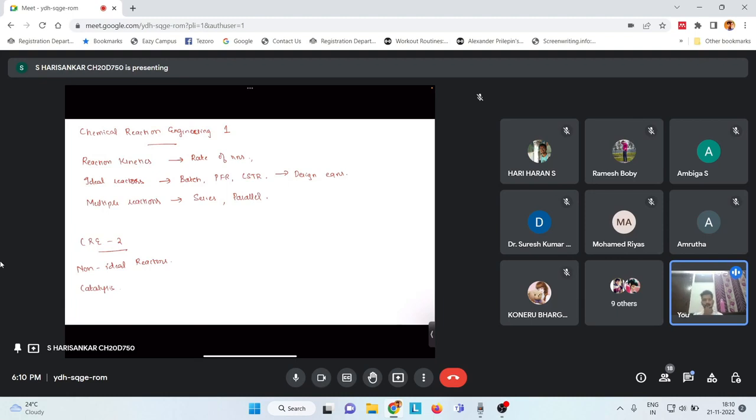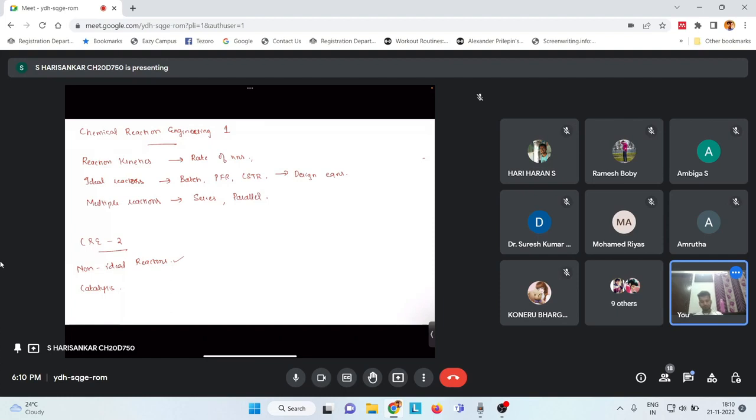We'll briefly look into non-ideal reactors, and we'll try to solve some previous year GATE problems as well, just like how we have done for the past few classes. So we'll first look into some basic concepts, just brief through them very quickly, with regards to non-ideal reactors, and then we'll look into some previous year GATE questions with regards to non-ideal reactors. Fine. So yeah, let's go.